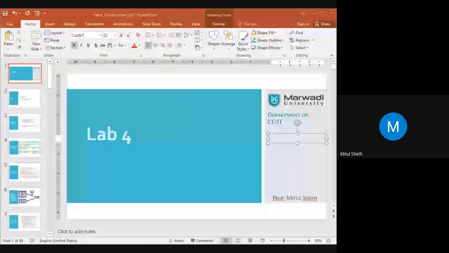In today's lab, we will discuss another type of classification algorithm, the ID3 algorithm. First of all, we will see the definition of classification and examples of classification, or where we can use classification. Next, we will see the ID3 algorithm.